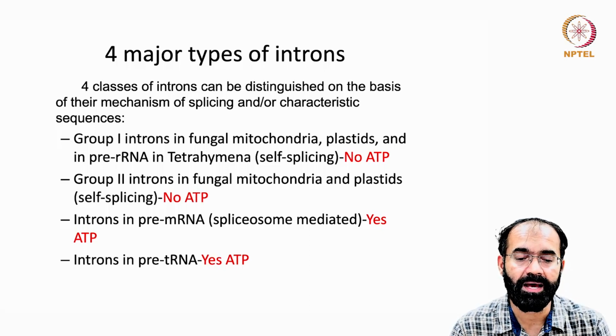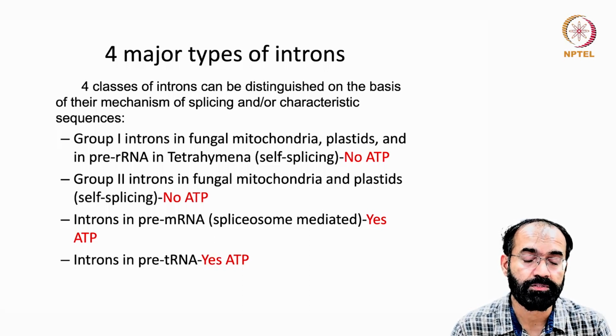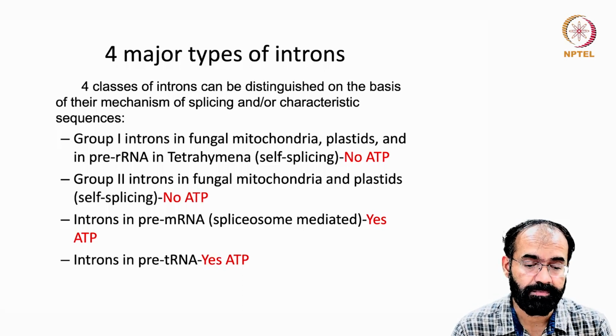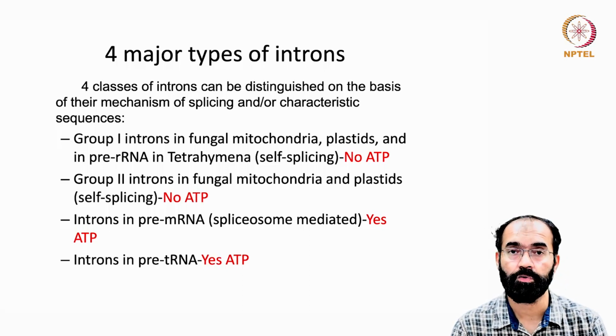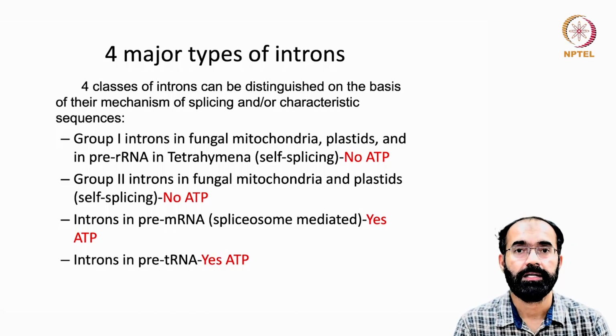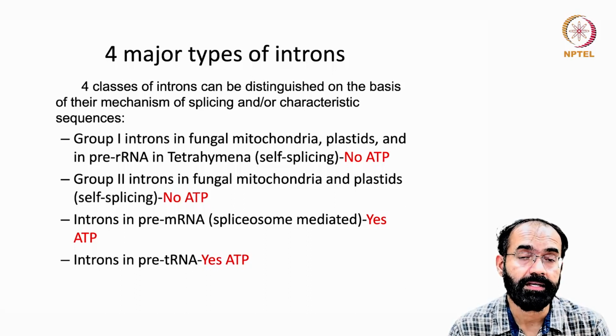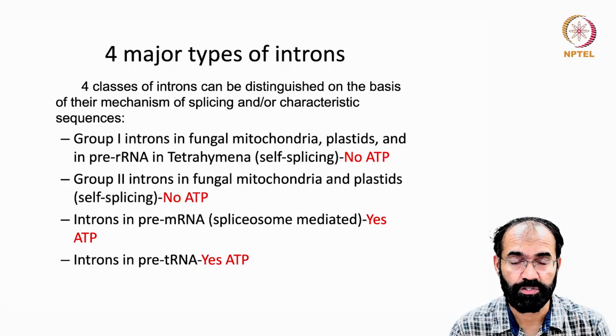And introns in pre-mRNA, that is spliceosome mediated, require ATP. They do make use of energy because they need plenty of spliceosomal machinery, and this machinery can function only if they have an adequate amount of ATP available. And introns of pre-tRNA also have this ATP requirement. So all these 4 classes can be easily identified or broadly classified by whether they require ATP or not, and then we can split them by whether they require any assistance of the spliceosome, etc.